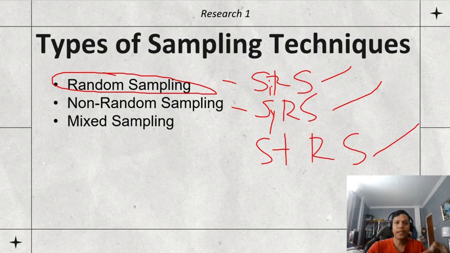When we say simple random sampling or technique, just like the example I'm giving you, that is the wheel of names. Everyone has an equal chance to be part of the Q&A portion.